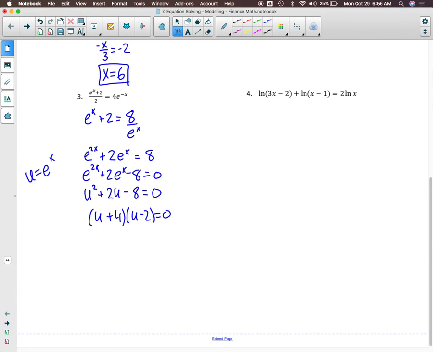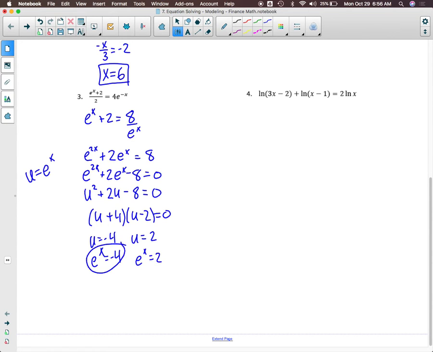So you get u plus 4 and u minus 2. So u is going to equal negative 4 and u is going to equal 2. And here's the thing, no one really cares what u equals. We want to know what e to the x equals. So I have to resubstitute. So I get e to the x equals negative 4, and I get e to the x equals 2.